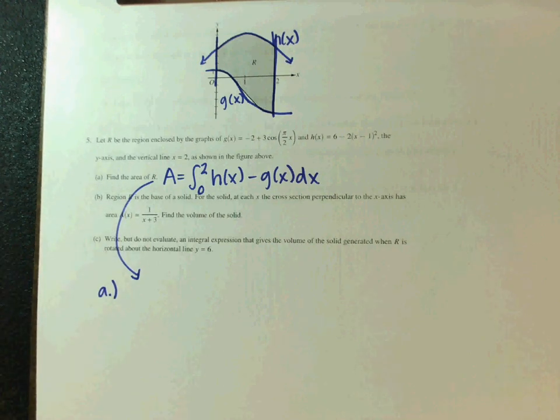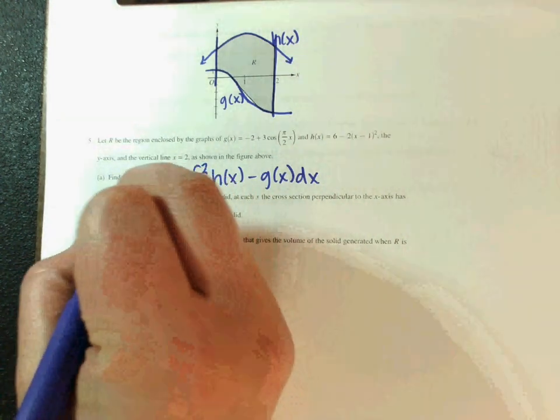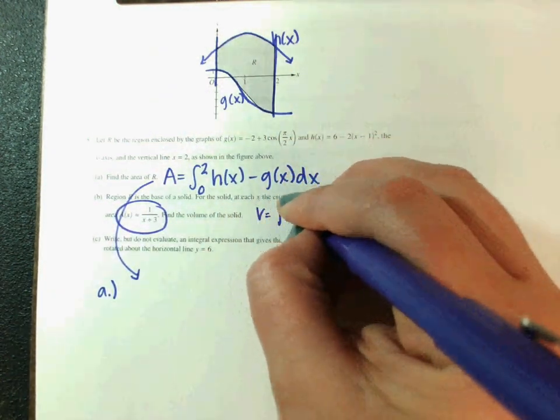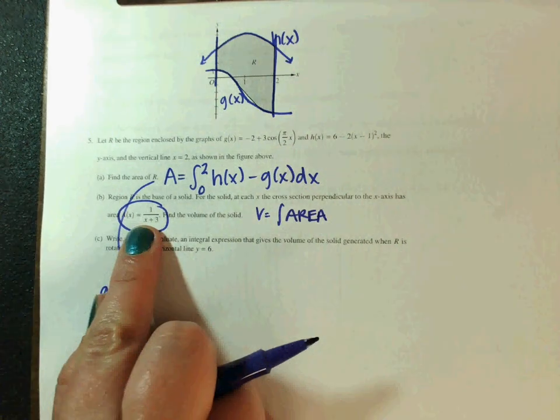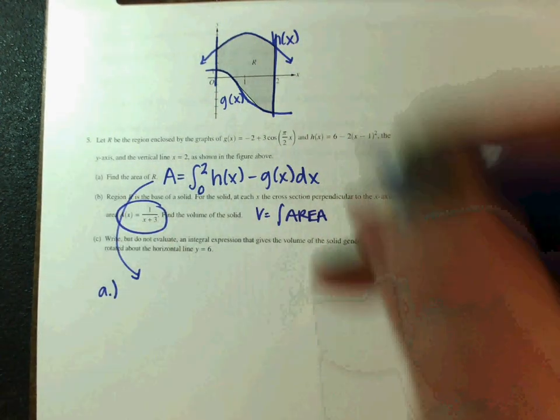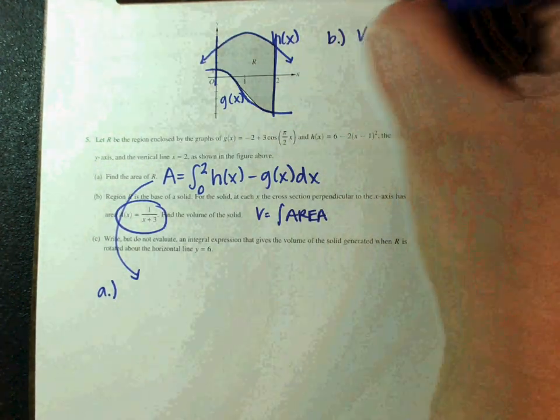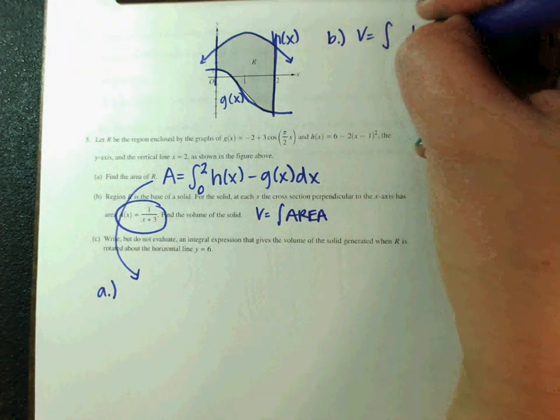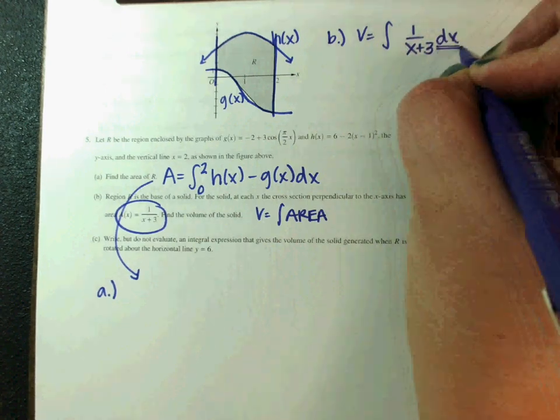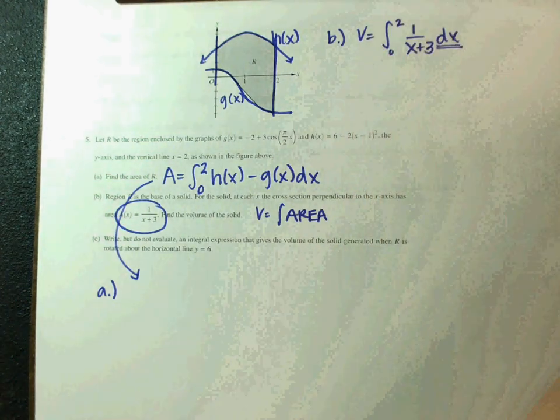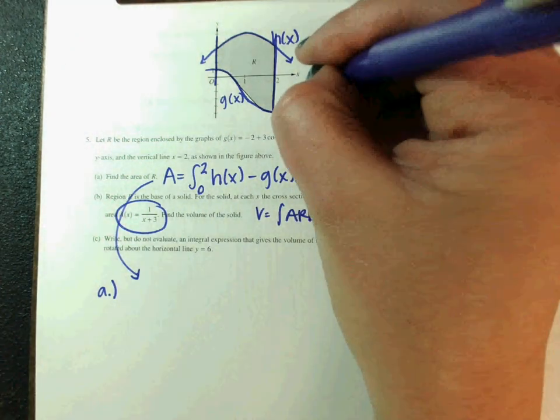Part B says region R is the base of a solid. For the solid, at each x, the cross-section perpendicular to the x-axis has an area, and then find the volume. So remember that volume is always the integral of area. If I automatically know the area formula, I just have to integrate that to get to volume. So for part B, I'm going to integrate 1 over x plus 3 dx. And then remember that if this is dx, then these have to be x values, which means I'm going from 0 to 2. Now this does involve u sub, so my u is going to be x plus 3.